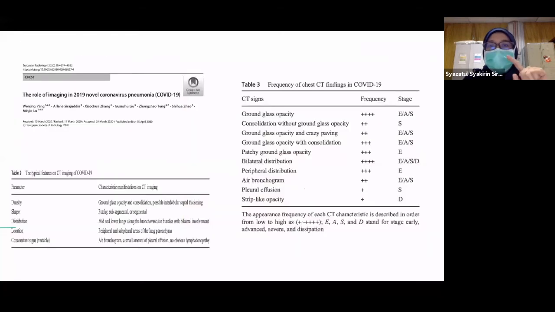These are the frequencies of the chest findings in COVID-19 that have been illustrated in this study. Again, they emphasize that ground glass is the most commonly found on CT scan in a patient with COVID-19. Besides that, you can also find a bilateral distribution or peripheral distribution, and they could also have some sort of stick-like opacity. All these patterns are just telling you that there is an injury to the lung.